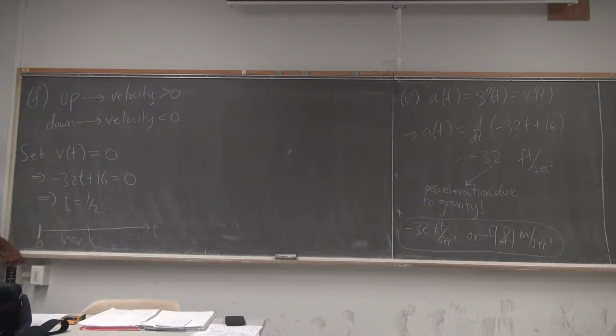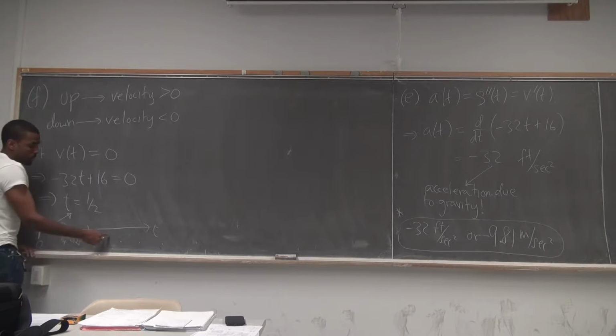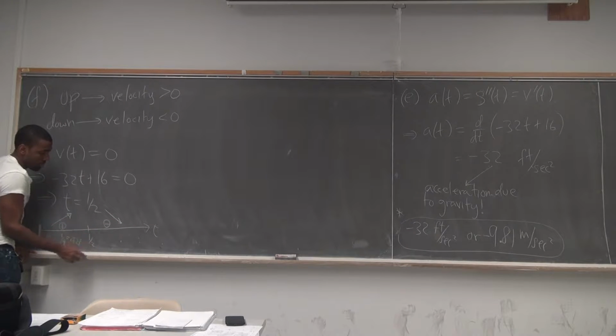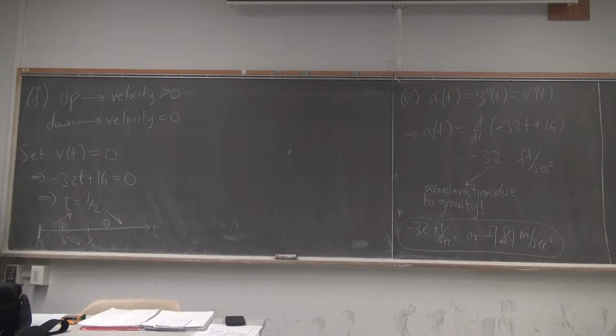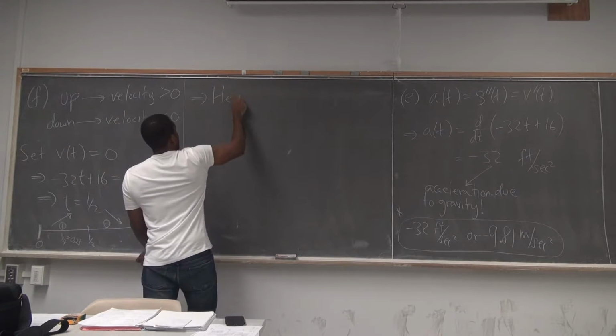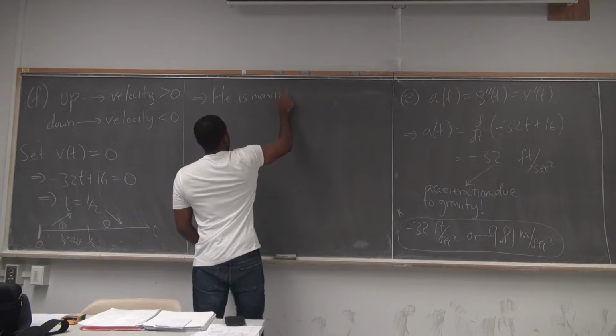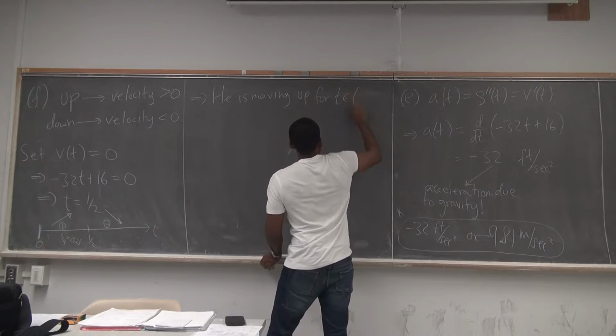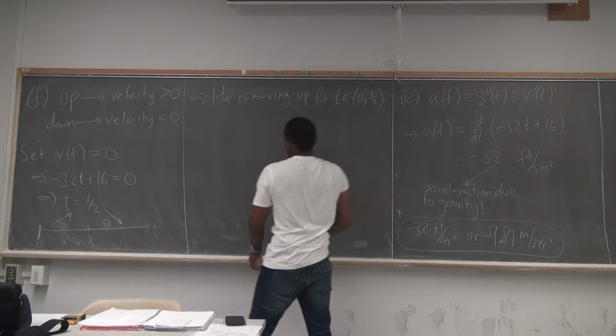And if I plug in a quarter here, I get a positive number, which means increasing, which means he's moving up. If I plug in a number over here, like 1, I get a negative number, which means he's actually moving down. This means he's moving up for t in this interval, 0 to 1/2 seconds.